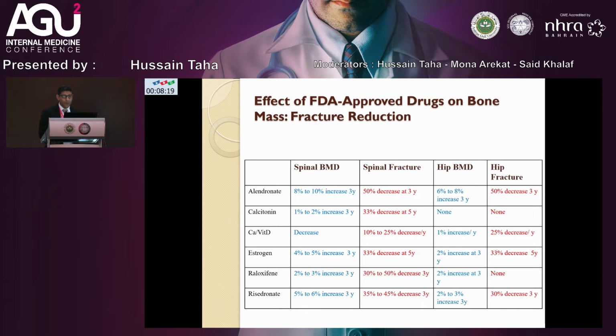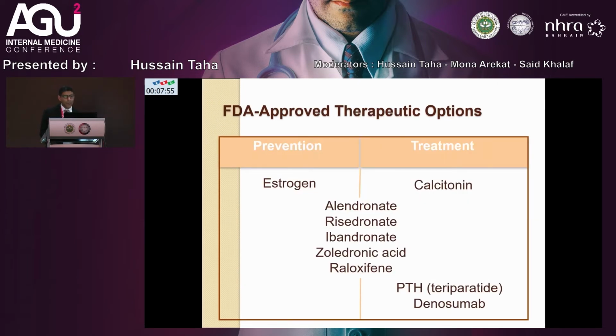Effect of FDA-approved drugs on bone. I listed all the medications available for treatment of osteoporosis with their reduction of spinal fracture or hip fracture, because most of the time we look at spine and hip fractures because those are deleterious. If we have a spinal fracture, the mortality rate is more than 30% in less than 1 month. So, FDA-approved therapeutic options for prevention: estrogen, among the anti-resorptive medications, and treatments like teriparatide and denosumab.